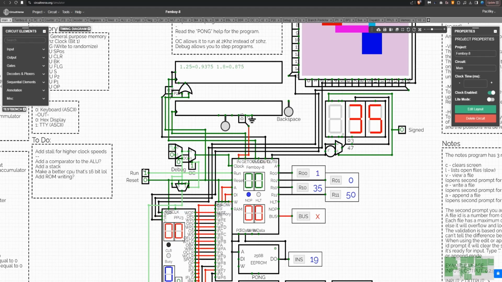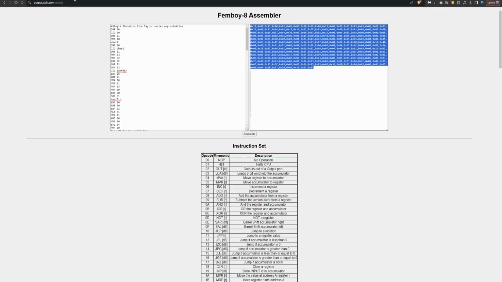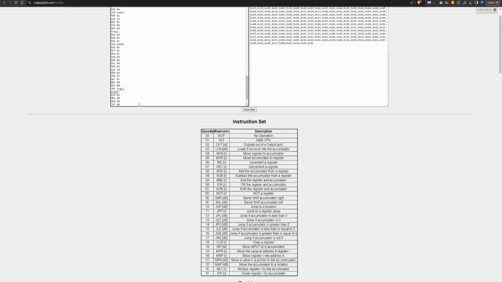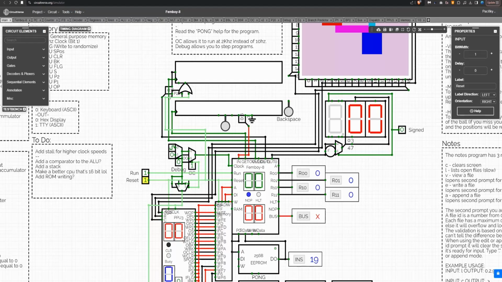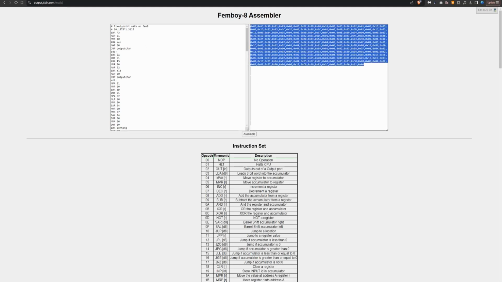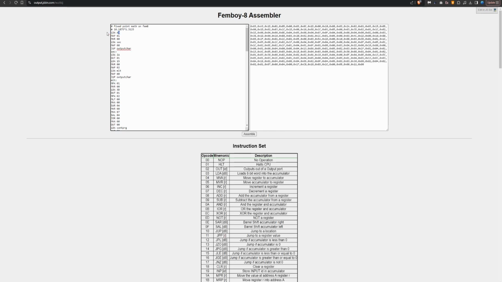Hey everyone, so I just would like to show you this cool program that I made, a new one that I made for the Femboy 8. It is a fixed point multiplier and divider. Has multiplication and division. These are the numbers A3 represented in fixed points, and then 1,5 represented in fixed point.